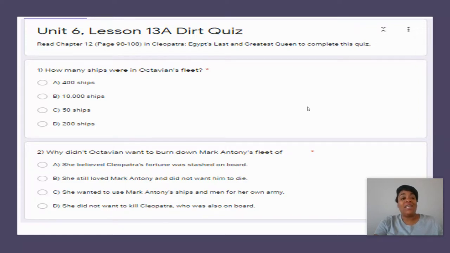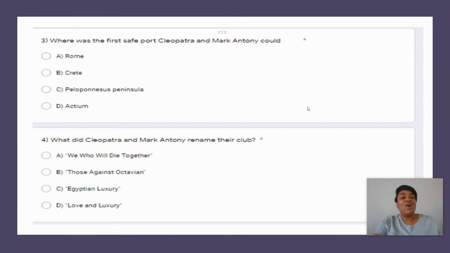Question 1. How many ships were in Octavian's fleet? The correct answer is A. Question 2. Why didn't Octavian want to burn down Mark Antony's fleet? The correct answer again is A. Question 3. Where was the first safe port Cleopatra and Mark Antony could go? The correct answer is C.